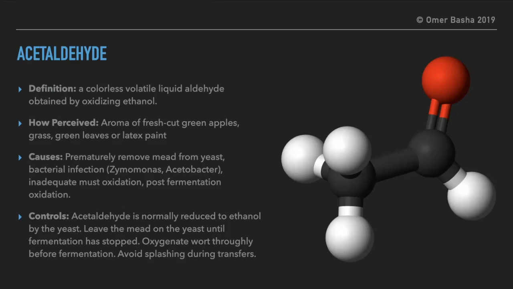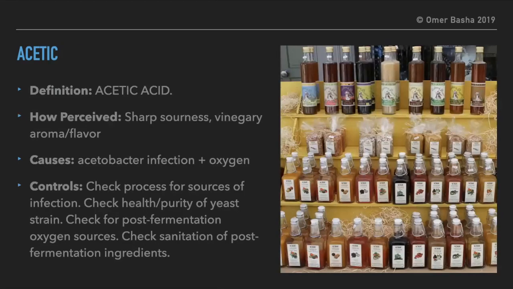To control it, acetaldehyde is normally reduced to ethanol by the yeast. So leave the mead on the yeast until fermentation is finished, oxygenate the must thoroughly before fermentation, and avoid splashing during transfers to not introduce any oxidation into the mead post-fermentation. So that's about acetaldehyde. The next flavor we'll talk about is acetic.